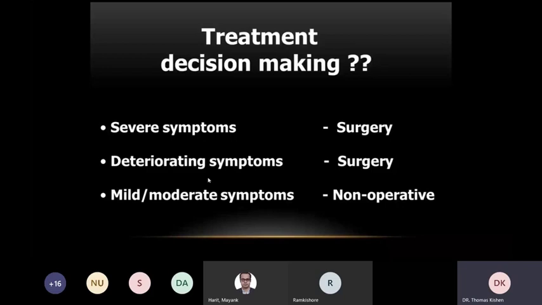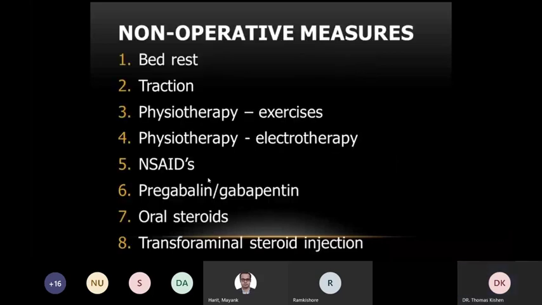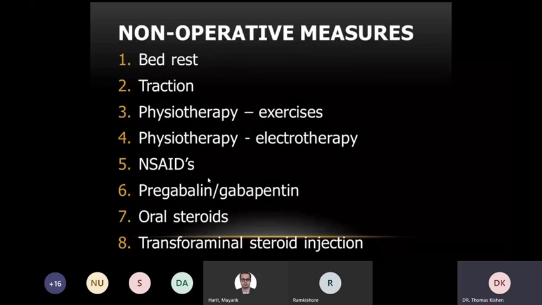Whereas patients with mild to moderate symptoms, non-operative treatment can be offered. So it is important to remember that a majority of patients continue to remain the same. A few of them worsen, but very few of them actually get better. So that is the natural history of lumbar canal stenosis, and surgery would be some form of decompression surgery.